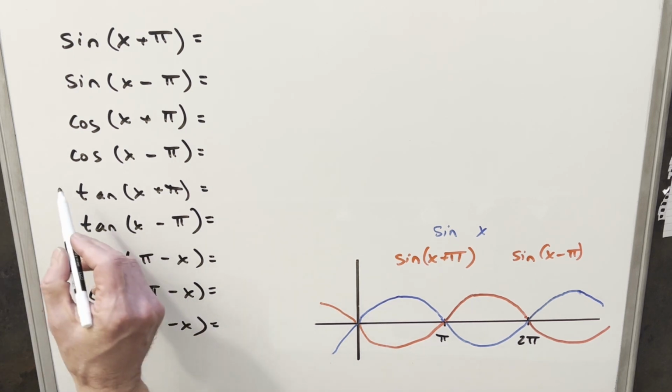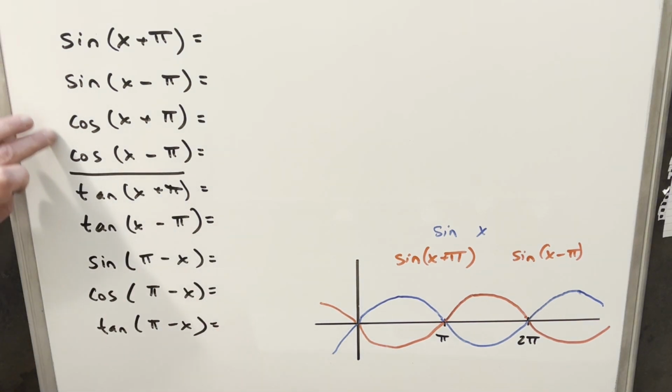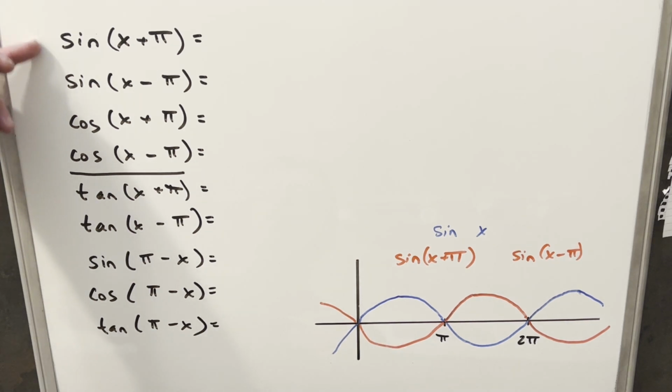So to get started, I want to just look at these top four formulas right here, because cosine and sine are so similar. Cosine and sine are basically the same graph, just shifted. So we should be able to look at this rough graph of sine, and whatever happens for sine is basically going to be true for cosine as well.